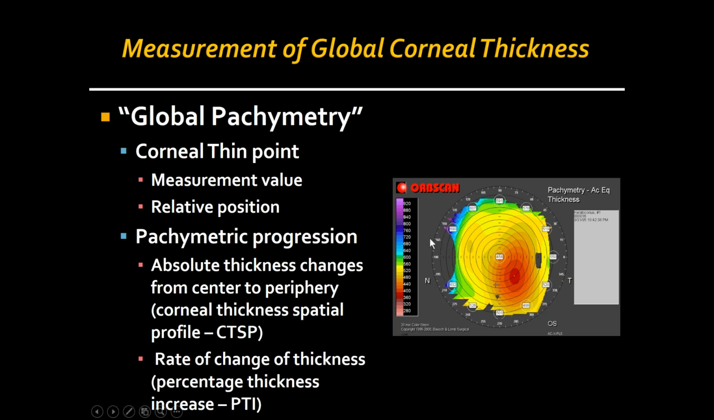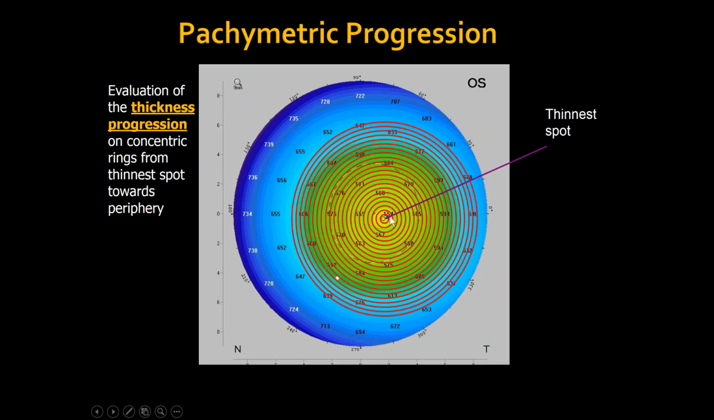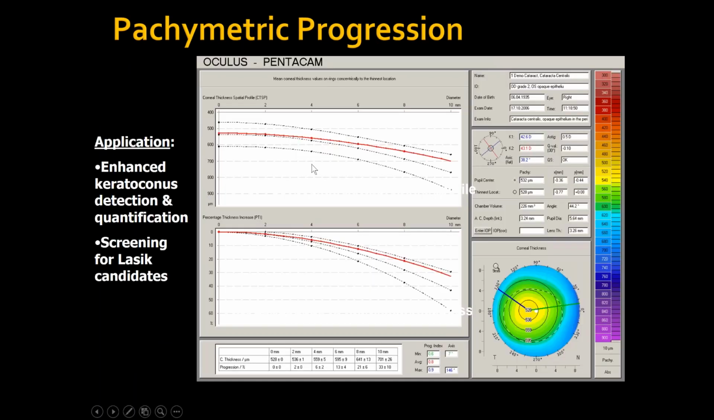It's much more useful than a handheld ultrasound thickness of the cornea because it shows us the profile and it measures how the cornea thickens from its thinnest point in concentric measurements going out toward the periphery. And the value of watching how a cornea thickens will help us make the diagnosis of keratoconus. And here's just an example of what we call a pachymetric progression map, and they can be mapped two different ways. On the top we see here the corneal thickness spatial profile, or the CTSP map.